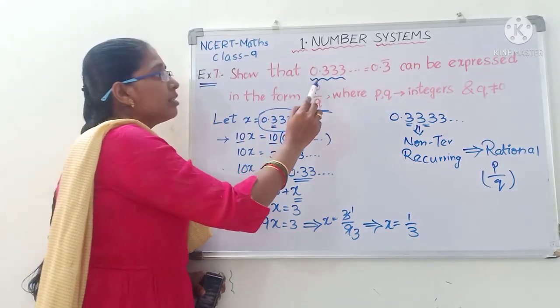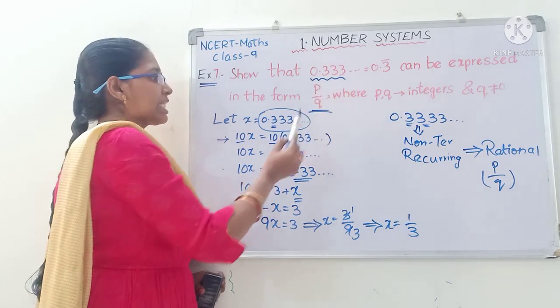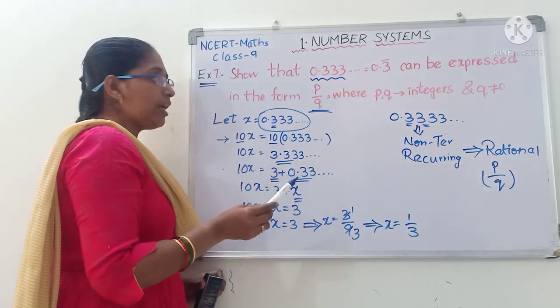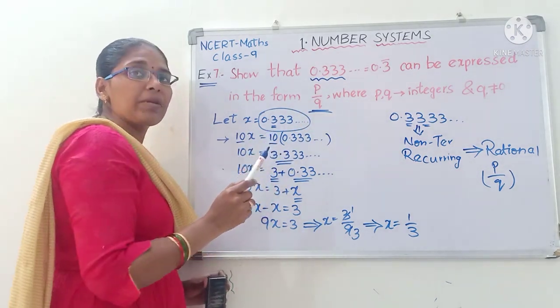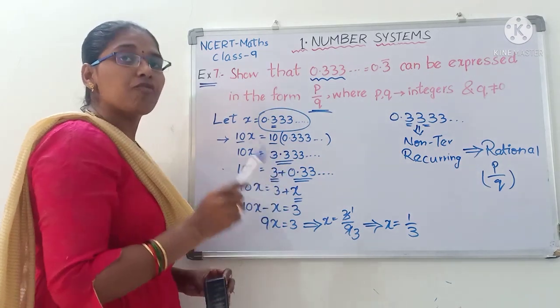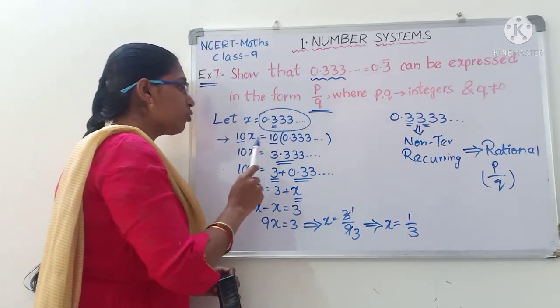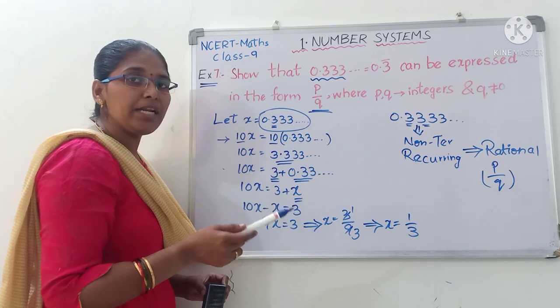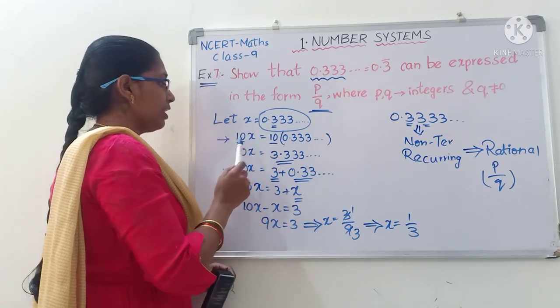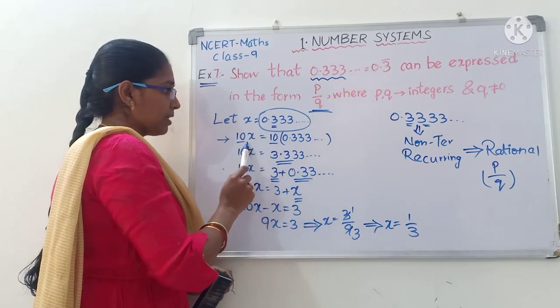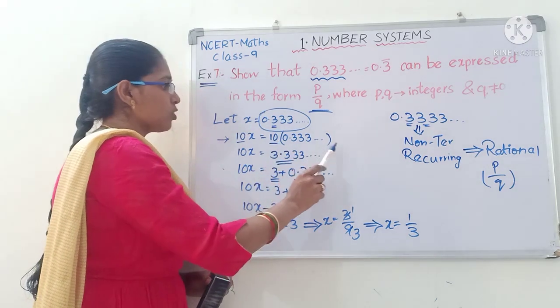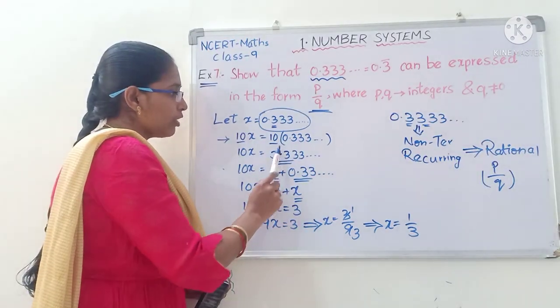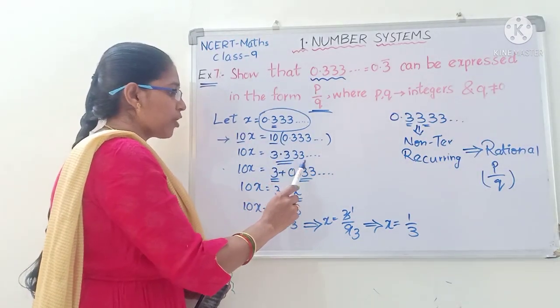Assume the given decimal expansion as x. Then check how many digits are repeating after the decimal point. If one digit is repeating, multiply both sides with 10. If two digits are repeating, multiply both sides with 100. Here only one digit is repeating, so 10x is equal to 10 into 0.33, which is 3.33.